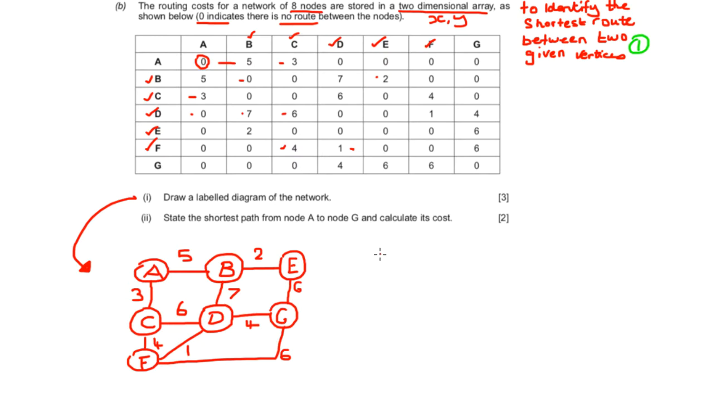In section BII, we need to state the shortest path from the node A to the node G and calculate its cost. So I'm just going to quickly knock up a table so that we can calculate the cost from A to G. With these diagrams, it's important that you get it right, because this question relies on the network drawn in the previous question being correct.